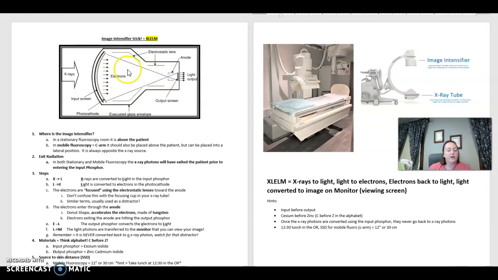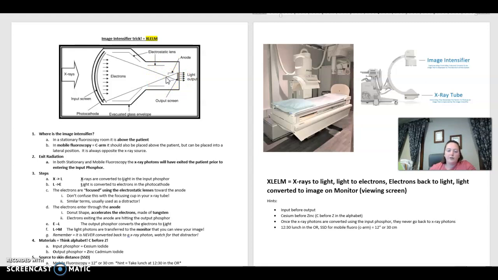Watch out for that terminology though, and don't let the focusing cup term trip you up, because that might be a distractor for your test question. The image intensifier uses the electrostatic lenses and the X-ray tube uses a focusing cup. All right, so watch for those terms. Your electrons are getting focused because they have to enter through this anode, which is essentially a donut shape. It has a hole in it.